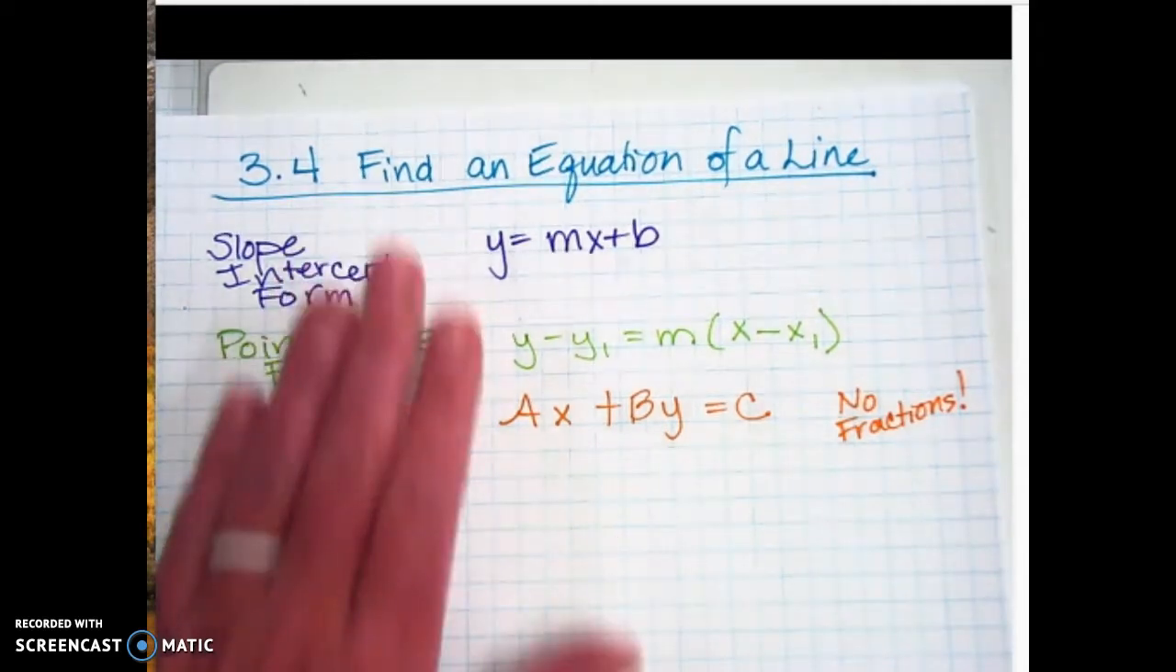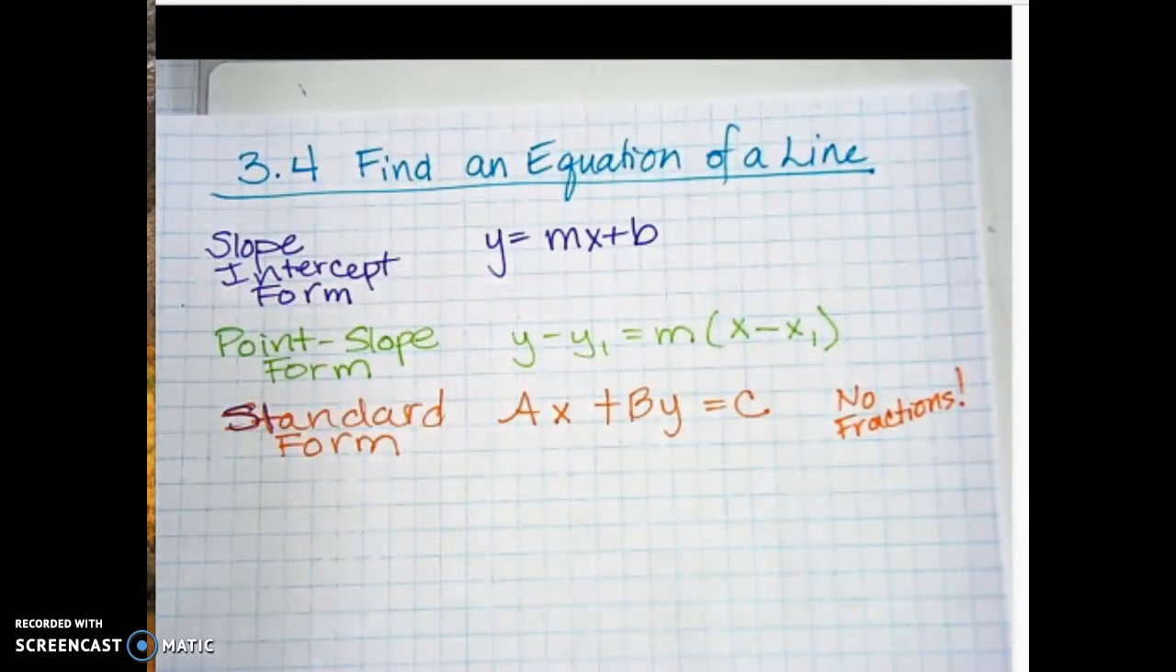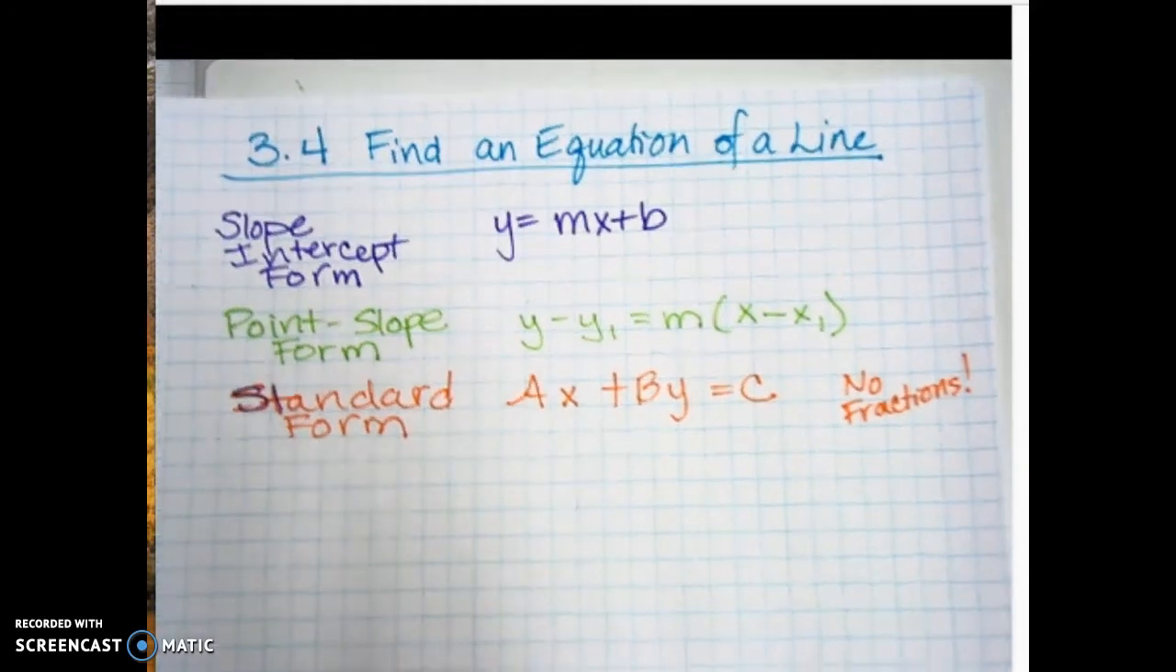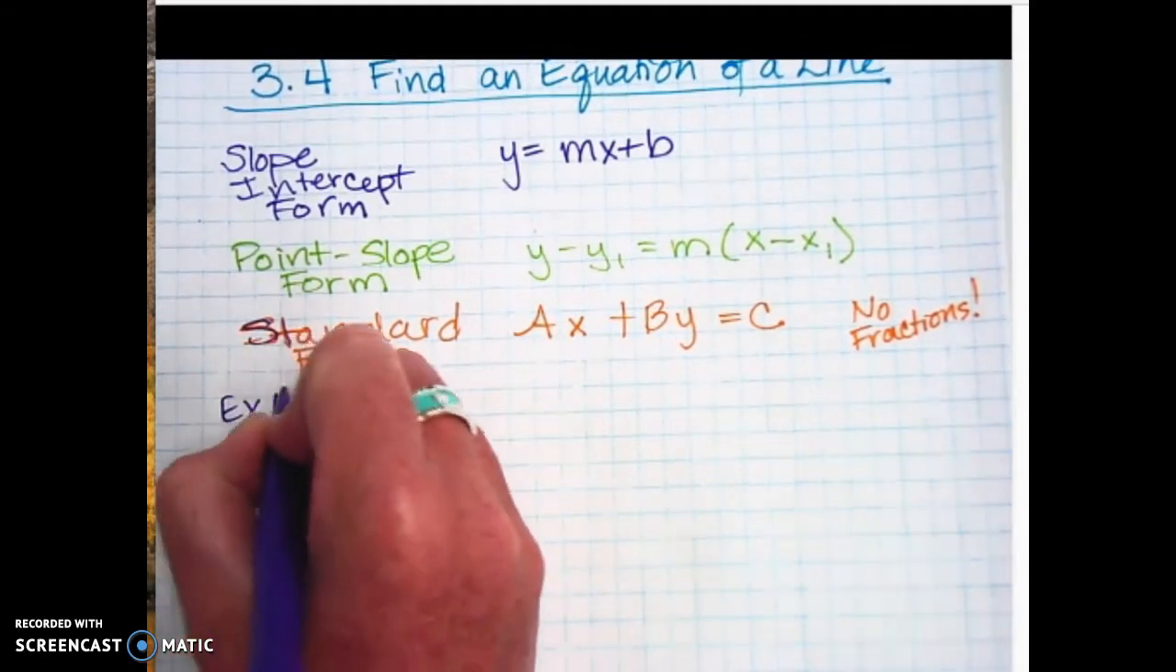The thing you need to know about it is that you cannot have fractions in it. The other thing you need to know is that you should be able to go between all three of these forms. You can start in point-slope, change it to slope-intercept, change it to standard, or start in standard, go to slope-intercept, go to point-slope. You should be able to move around between the three forms. All right?